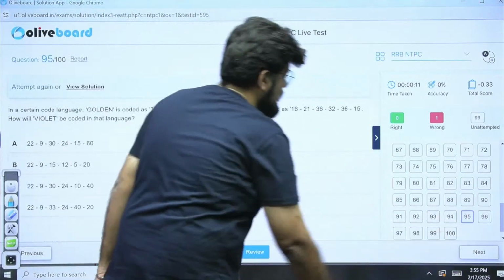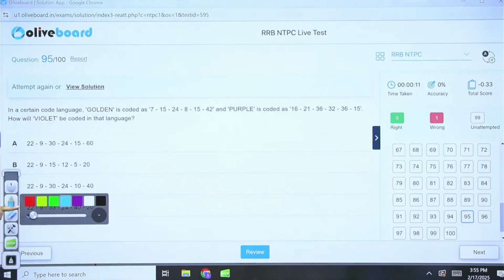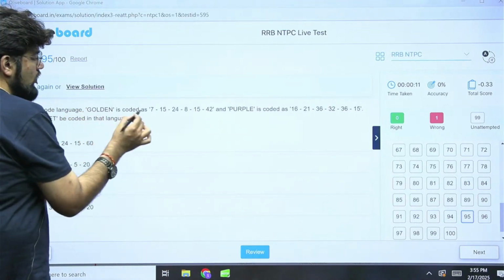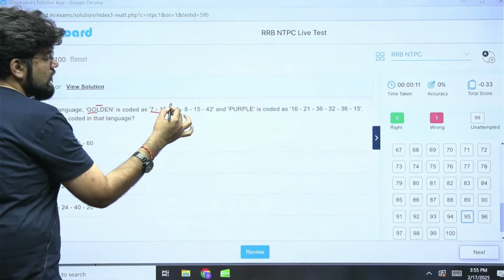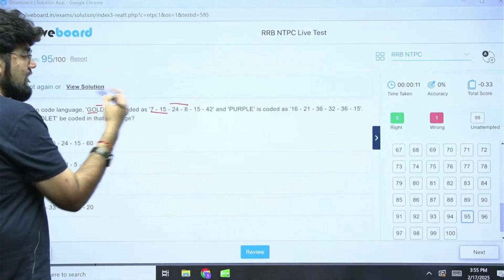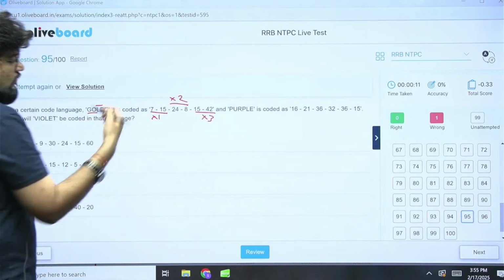95, the next reasoning question. So certain code language, Golden is coded as a very easy, very doable, but you may make an error if you go very quickly. See, G and O, same place values. L and D multiply by 2. And E and N multiply by 3. So same multiply by 1, multiply by 2, multiply by 3. That's how it's going on.